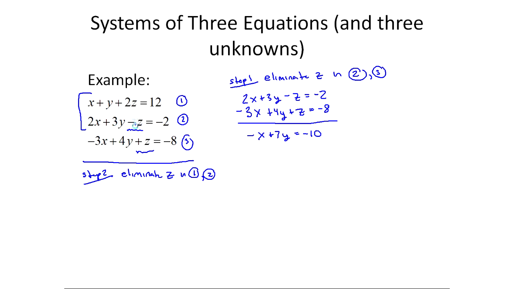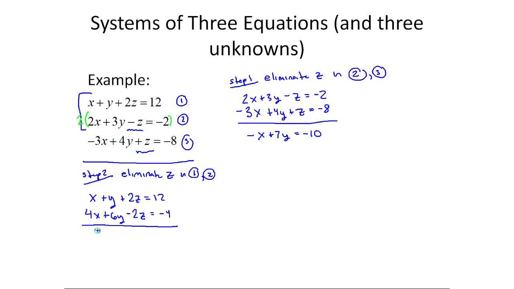But what is nice is because this has a coefficient of negative 1, all I got to do is multiply this equation right here by 2, and I'll end up with a negative 2 and a positive 2, so I'll eliminate what I need to eliminate. So my first equation is x plus y plus 2z equals 12. Okay, my next equation is 4x, and then 2 times 3 is 6, so plus 6y minus 2z equals, and then it'll be minus 4.